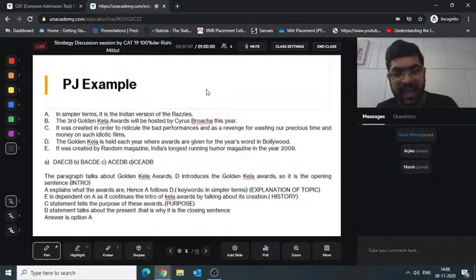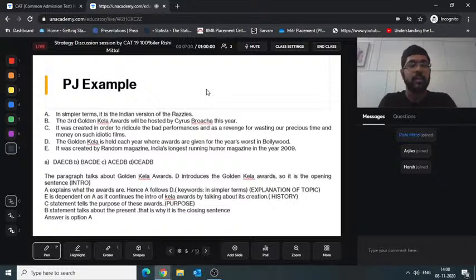So let's take an example over here. I've picked up a para-jumble and let's see how I would have gone for this. This is a 5 sentence para-jumble and let's see how to make sense of this, on the strategies that we have discussed so far.